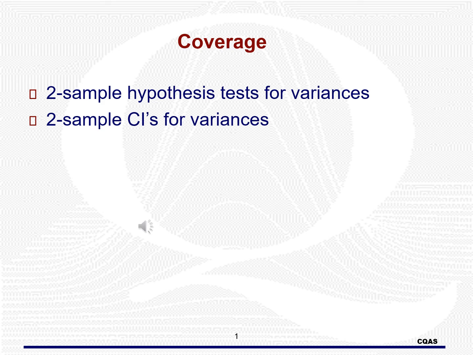In this module, we will discuss inference on two variances. This will be in the form of a hypothesis test and confidence intervals. This will be similar to what we did for means. Let's start with the potential sampling distributions.